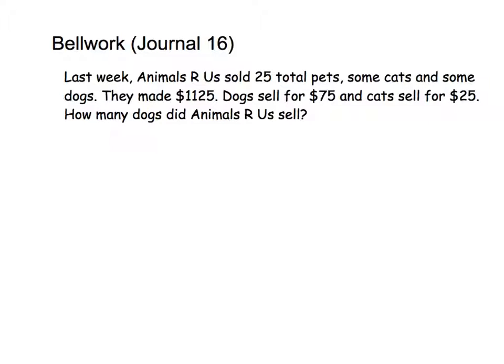So maybe let's start underlining things that might be important, like these numerical values. So let's see here. Maybe 25 pets is important. They made $1,125. Dogs are sold at 75 and cats are sold at 25. How many dogs did Animal RS sell?